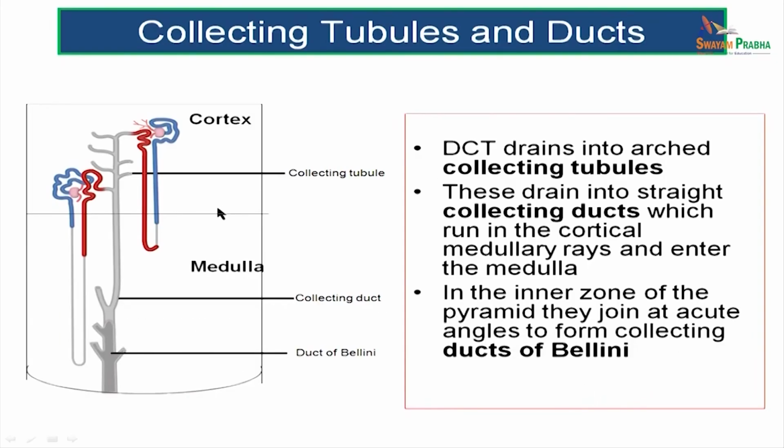Having learnt about various structures in the cortex and medulla, we will now talk about the collecting tubules and the collecting ducts. The distal convoluted tubule drains into the collecting tubules, and they drain into the collecting ducts, which run in the cortex, that is, in the medullary rays, and enter the medulla. These collecting ducts join to form a large duct which is called the duct of Bellini.